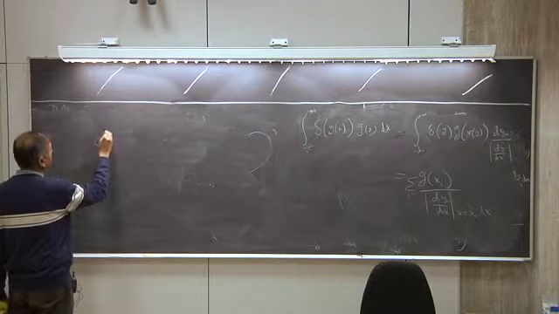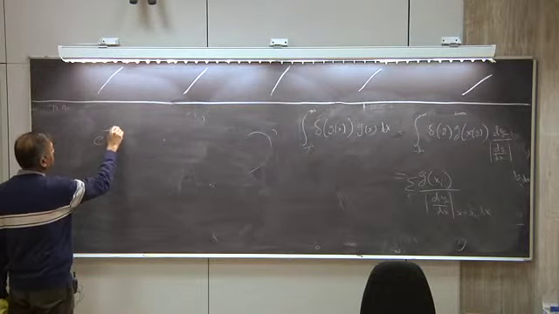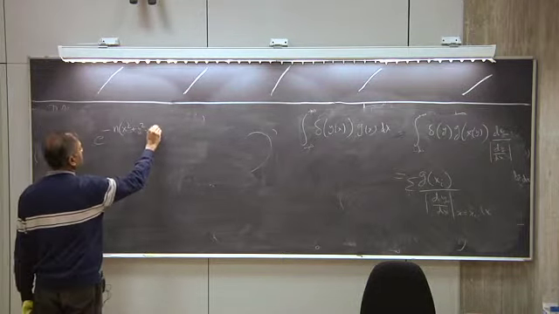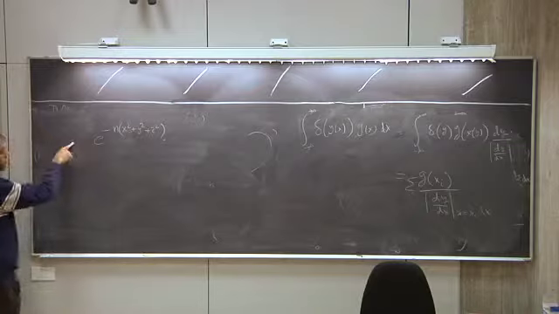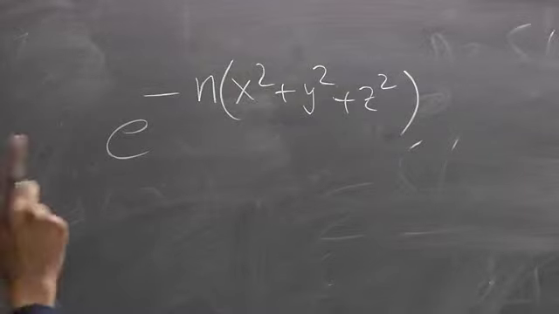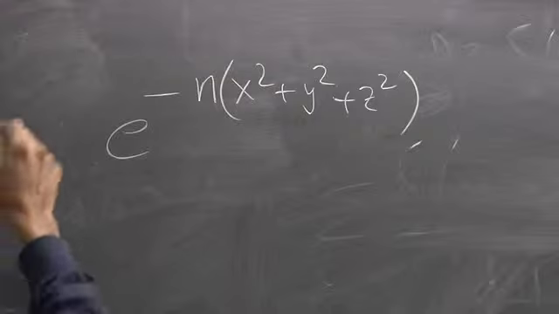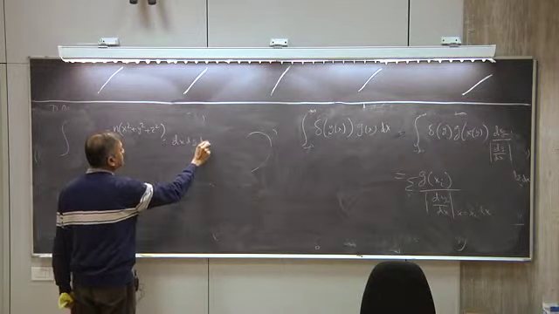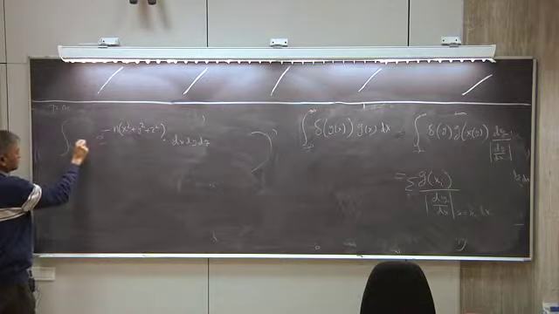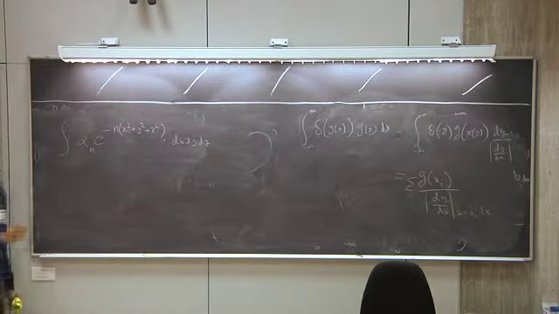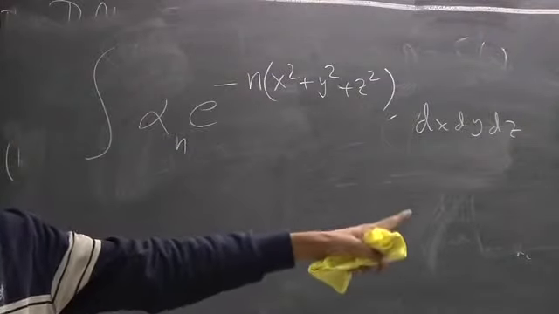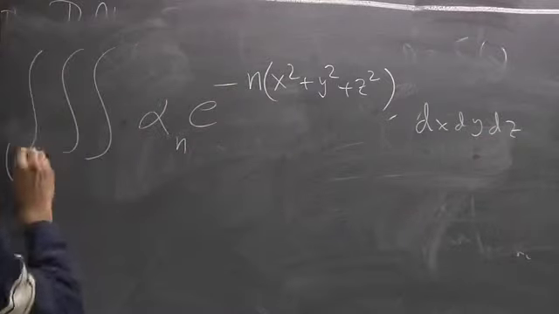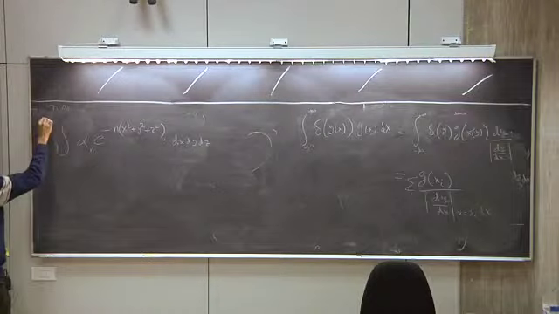For example, you can take e to the power of minus n times (x square plus y square plus z square), with a suitable coefficient, which we can determine, because we want this integral dx, dy, dz with some coefficient, let me call it alpha n, which depends on n, to be equal to 1, right? Each of these three integrals over x, y, z goes from minus infinity to plus infinity.